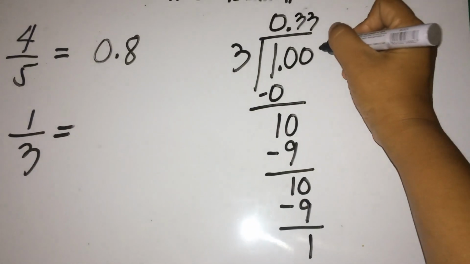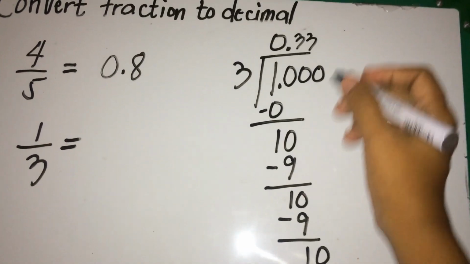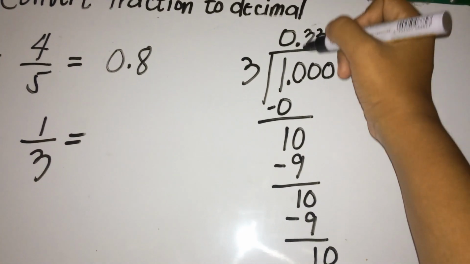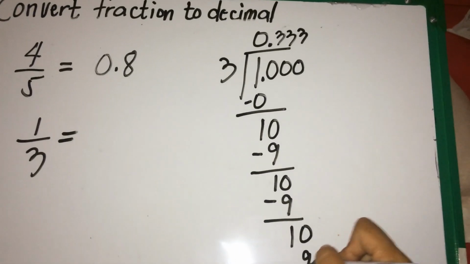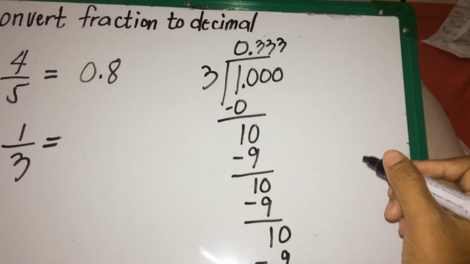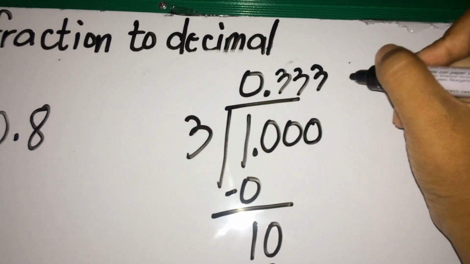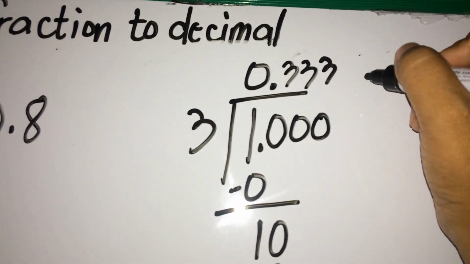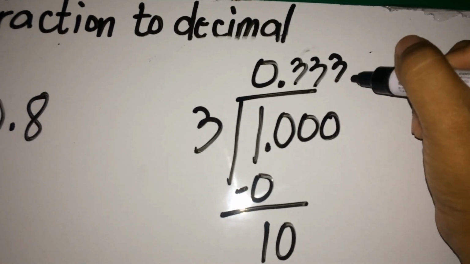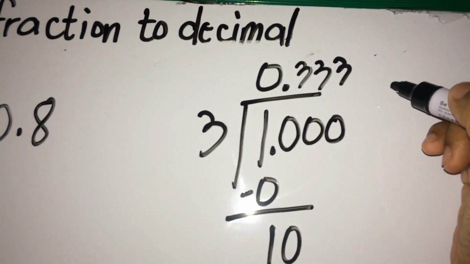You see, if I still add another 0, this becomes 10. 10 divided by 3 is still 3. And 3 times 3 is 9. Then if I subtract, 10 minus 9 is 1. So this kind of decimal is called a non-terminating or repeating decimal. So we can stop dividing if we have at least 3 decimal places.